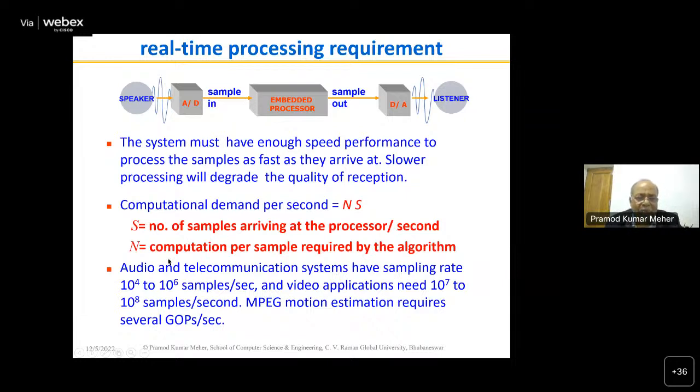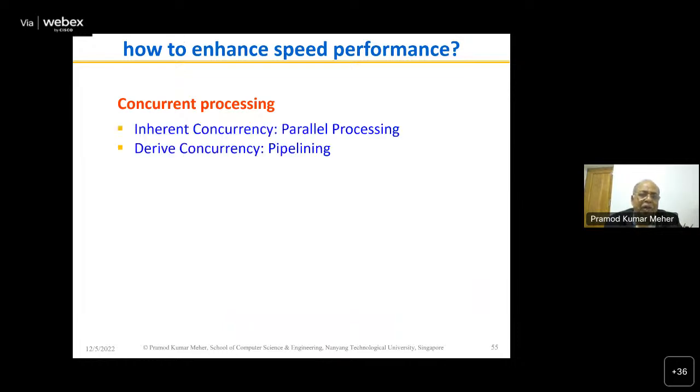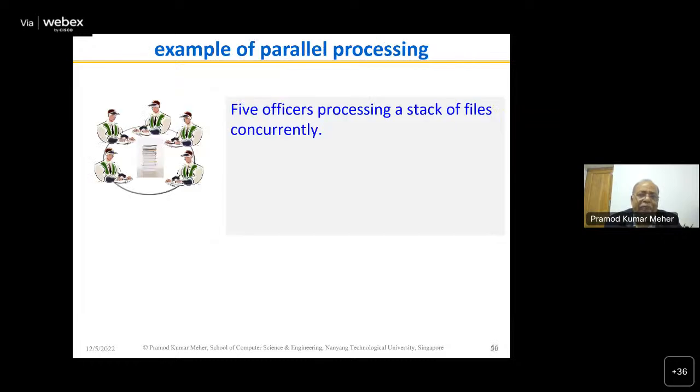That is why for video signals, you need very high-speed processors. How to enhance speed performance? Speed performance you can enhance by concurrent processing. One is inherent concurrency, which is parallel processing. The other is derived concurrency, or pipelining.